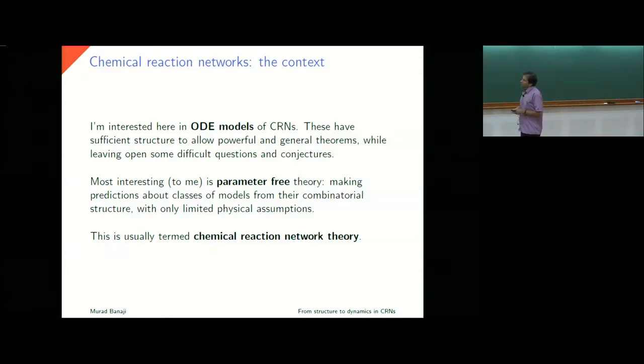And within this, what makes something chemical reaction network theory, as opposed to more general just modeling of chemical reaction networks, is you try to make claims which are parameter-free. So you try to make claims which are based on the structure of the network as far as possible. Now, to some extent, you have to bring in some physical assumptions to get something interesting out of it, but those may be quite broad and general physical assumptions that you bring in. And this parameter-free theory is what is usually referred to as chemical reaction network theory. Historically, that's what it's meant.